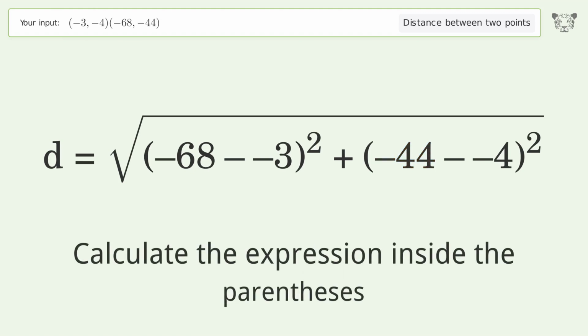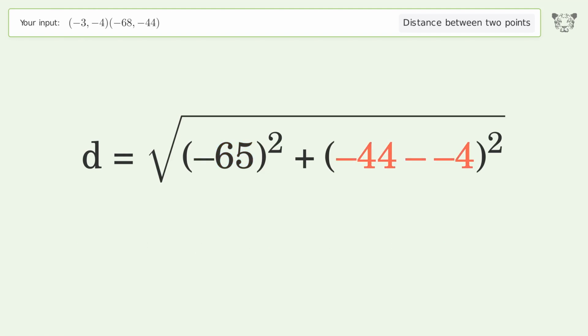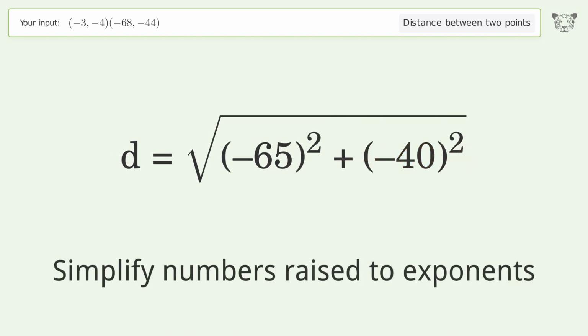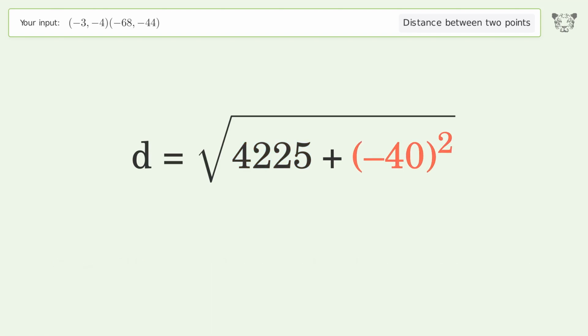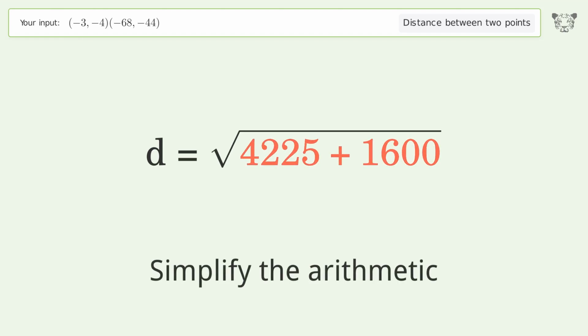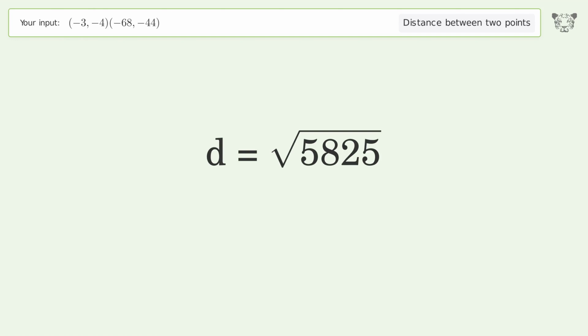Calculate the expression inside the parentheses. Simplify numbers raised to exponents. Simplify the arithmetic. And so the distance between the 2 points is the square root of 5,825, or 76.322.